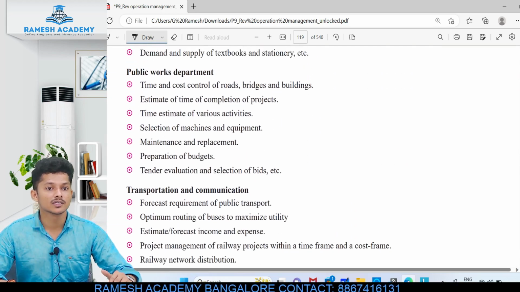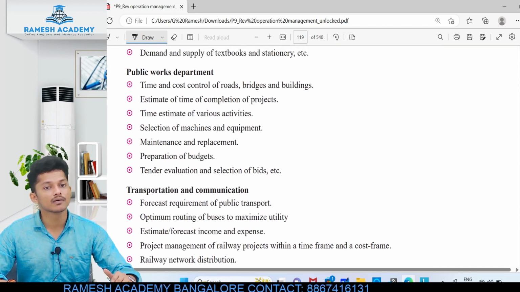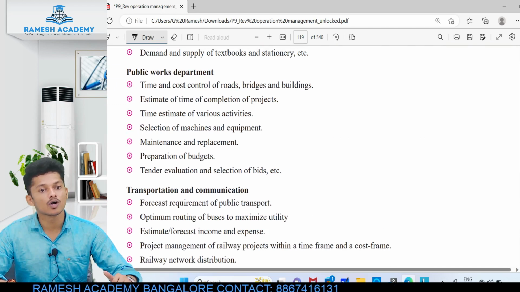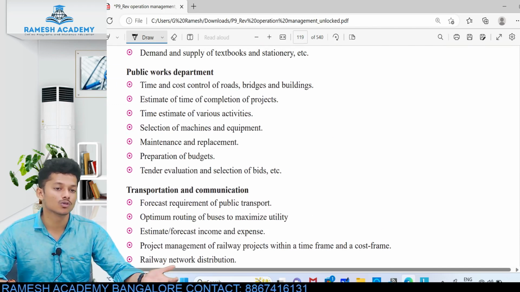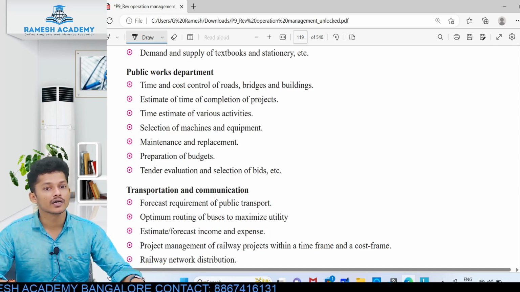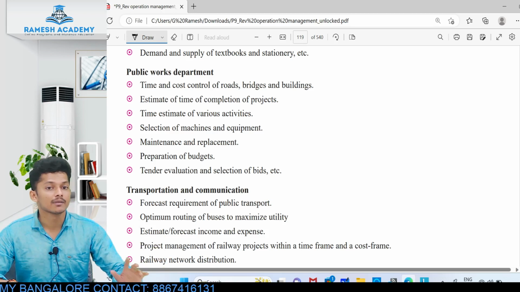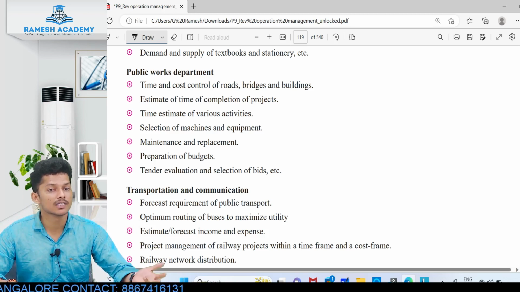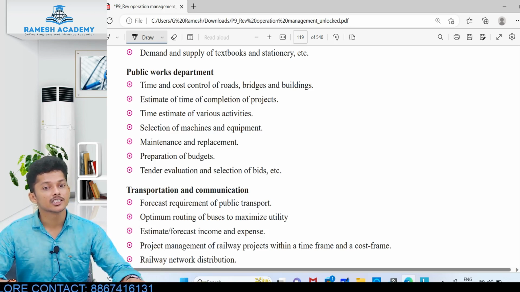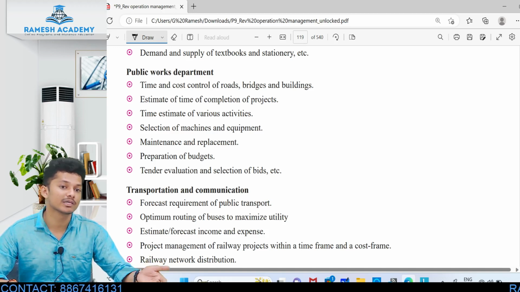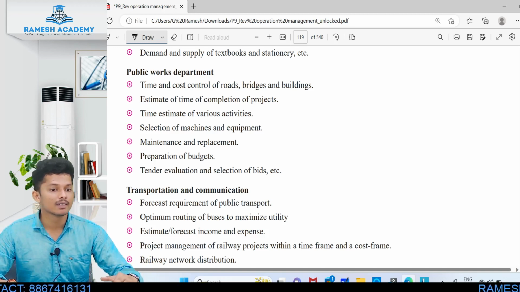Public Works Department, PWD. Okay, Public Works Department also. Time and cost control regarding roads, bridges, buildings. Okay, and then estimation of the time of completion of projects, maintenance and replacement, preparation of budget, evaluation of bids, estimation of various projects, selection of machines. Those come under the Public Works Department.